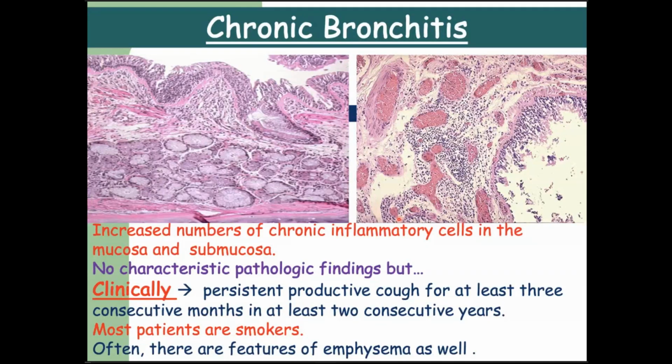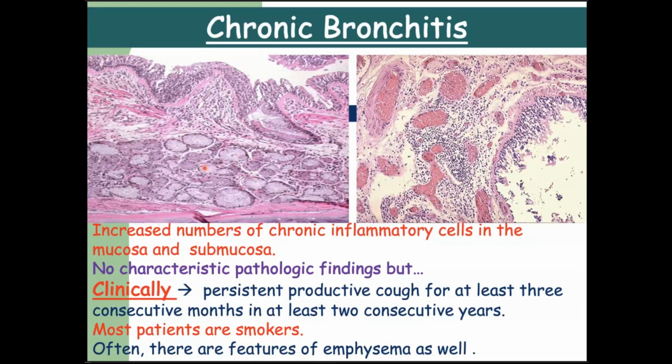But when we look at chronic bronchitis, this is the chronic bronchitis picture, microscopy. On the left side, you can see there's an increased number. That means some chronic inflammatory cells are already present, but there's an increase in the number of chronic inflammatory cells in the mucosa and the submucosa. This is the mucosa and the glands are in the submucosa.